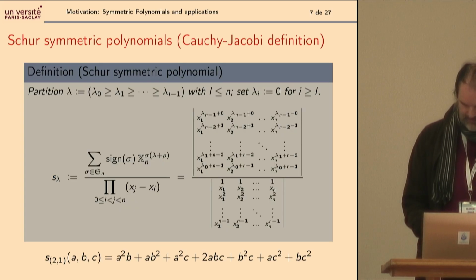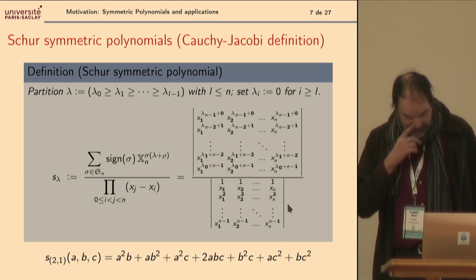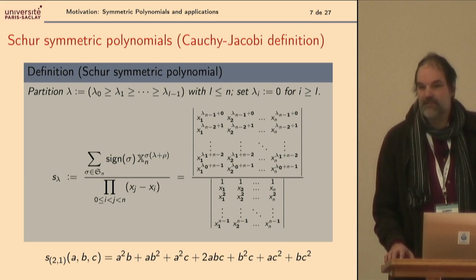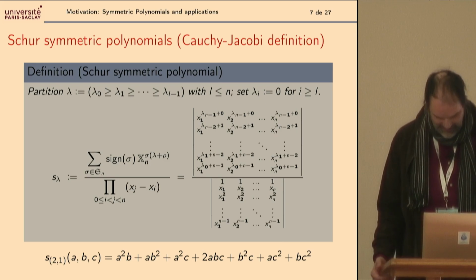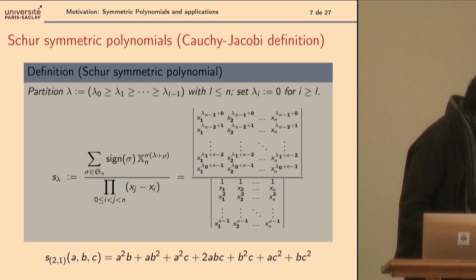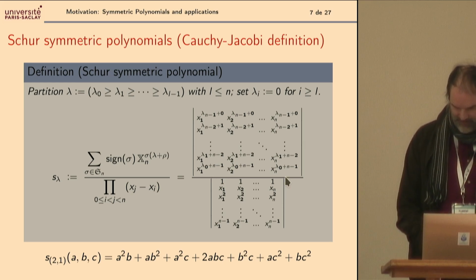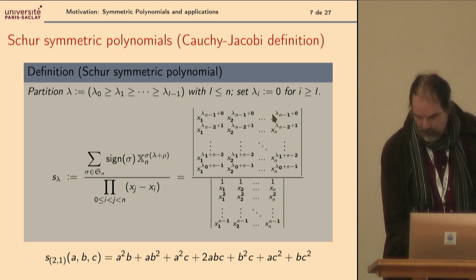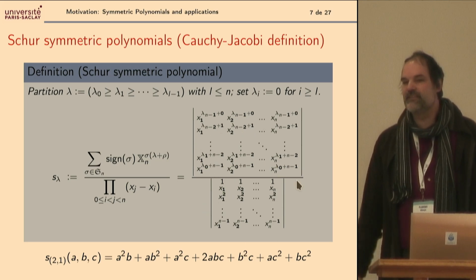So that is integer partition. And that's my main object, so please don't try to read the definition. That's a definition which is due to Cauchy and Jacobi. I define a polynomial by the quotient of 2 determinants.